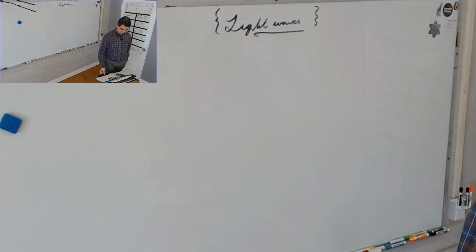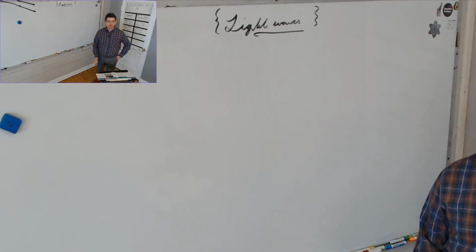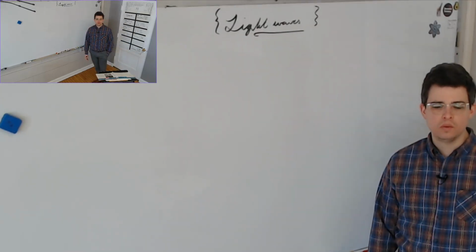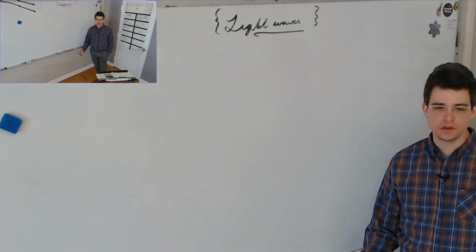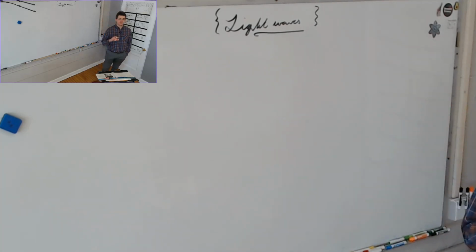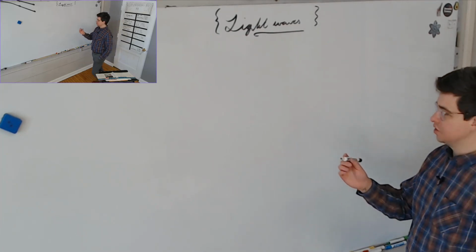Today we're going to talk about light waves. What are the two kinds of waves that we said in the very first lesson that exist in nature? What are the two broad categories of waves? Transverse and longitudinal. We had them like this.